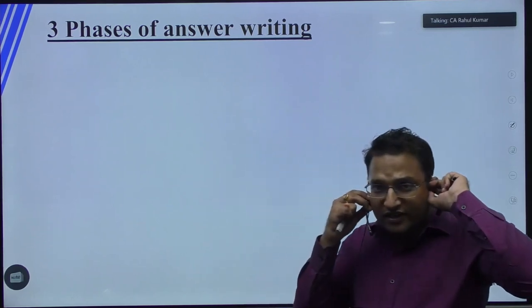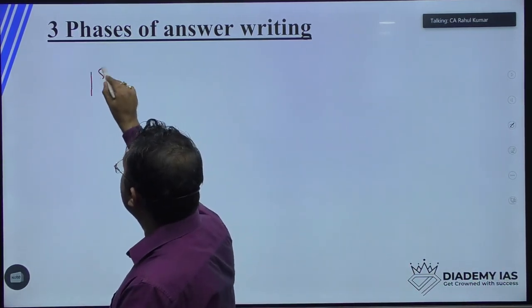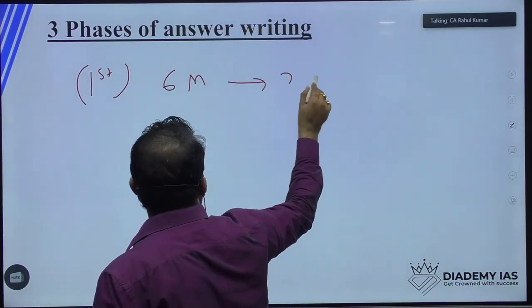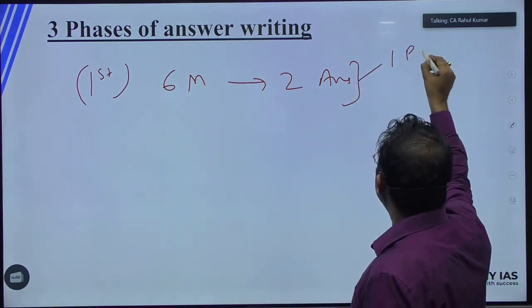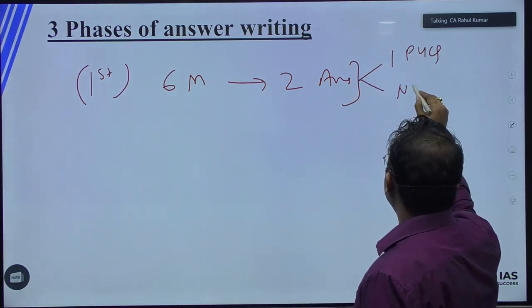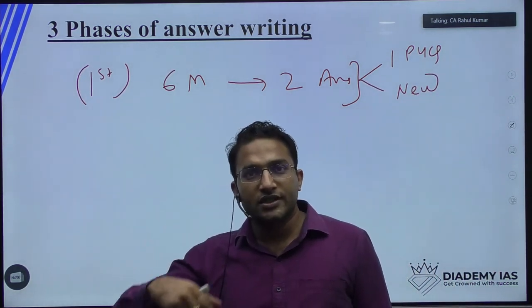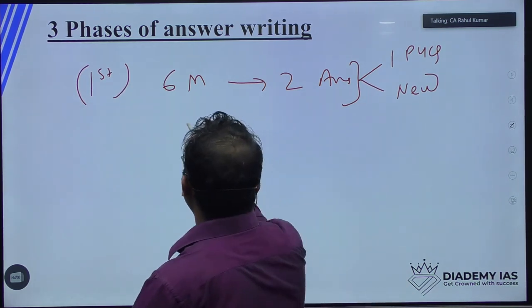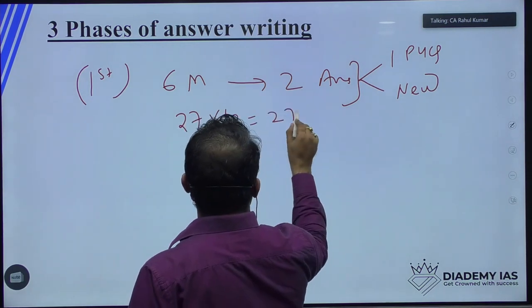You should do the answer writing in three phases. In the first phase, in the 6 months, daily 2 answers. Out of these 2 answers, one should be from the PYQ and one can be a new question, or maybe both questions can be from PYQ, right? 2 questions, 6 months, it will give you a lot of practice, because this means almost 27 weeks and 10 questions every week, almost 270 questions.